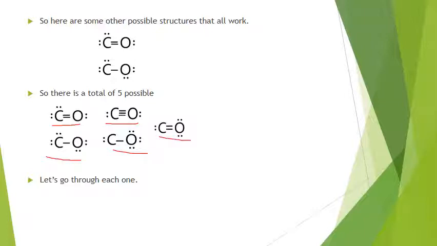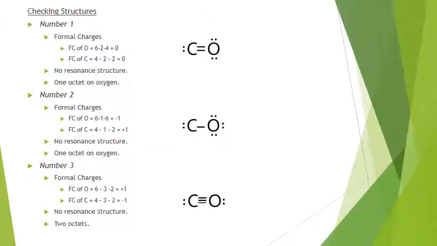And so what we want to do is see which one's the best. Normally you won't have to do this. I just want to show you that this can be done. So structure number 1, the formal charges are going to be 0 for the oxygen and 0 for the carbon as well. So 4 minus 2 minus 2 is 0. So this is good. This has no resonance structure, and there's 1 octet right here.